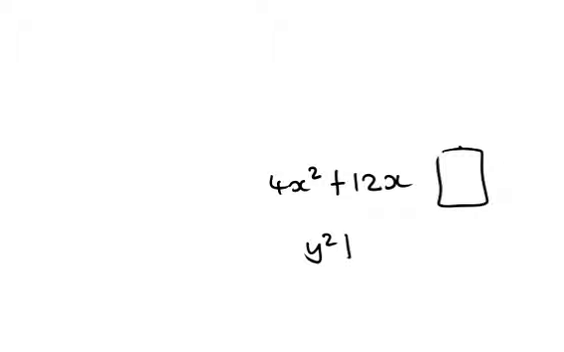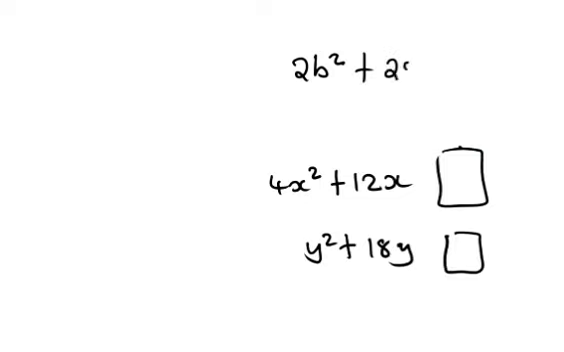We have a simple exercise. Find what must be added to 4x squared plus 12x to make a perfect square. Also, y squared plus 18y. And what must be added to 2b squared plus 25b to make it a perfect square? Try to solve, and we should meet in the next video.